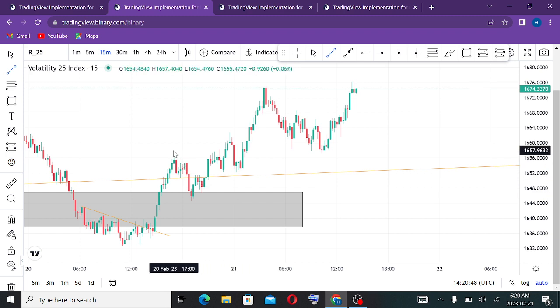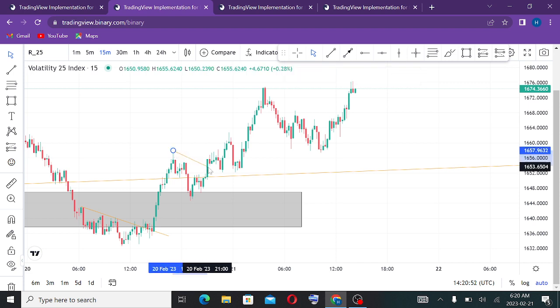This was also a break of trend line, but I would not take a trade off this break of trend line. I won't lie, I just look for relevant areas of confluences to take my trade using break of trend line.